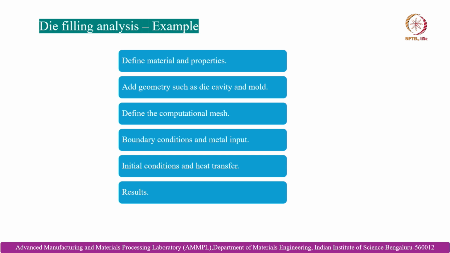So here now we will just show the steps for your ease of understanding of how to basically execute the die filling. This is an example shown to you to apply the theoretical knowledge to perform real life die filling studies. Number 1 is defining material properties, number 2 is adding geometry of the die cavity and mold, then discretizing the computational domain for mesh generation, then applying boundary and initial conditions and providing metal input, and then initializing the model giving initial conditions and heat transfer studies, and then finally the result generation.